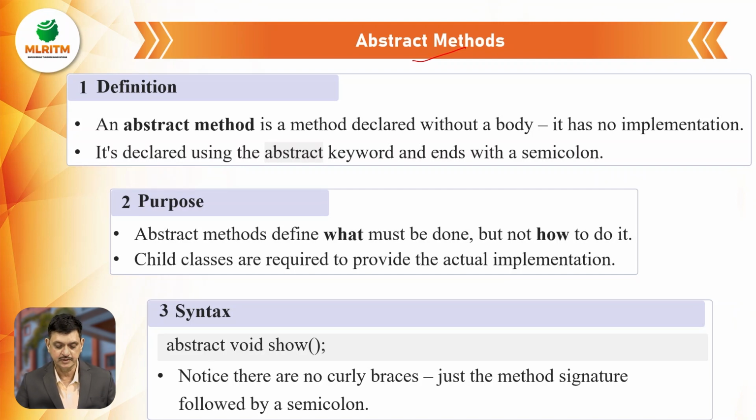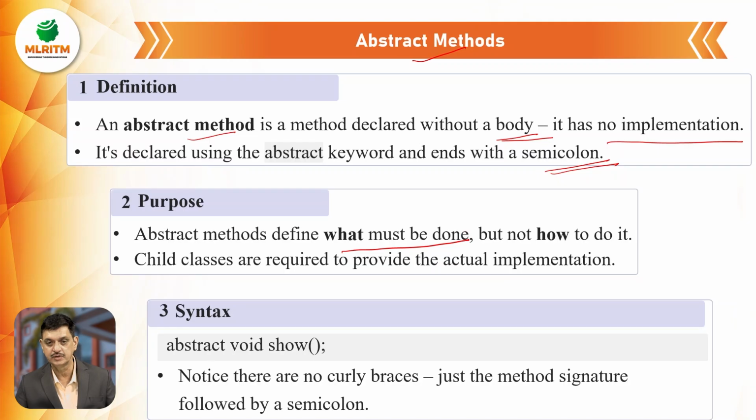When you declare a method as an abstract method, it does not contain any body. Simply, it contains only the declaration. It has no implementation. Declaring using the abstract keyword and ending with a semicolon is the characteristic of an abstract method. The purpose of abstract method declarations in an abstract class is that an abstract method defines what must be done. It contains only what must be done.